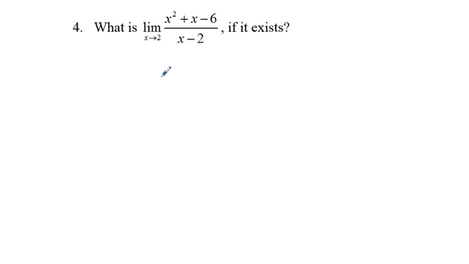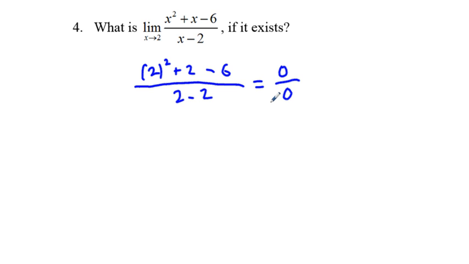Problem 4, what is the limit as x approaches 2 of x squared plus x minus 6 over x minus 2 if it exists? Well, we're just going to plug in. We're just going to say 2 squared plus 2 minus 6 in the numerator and 2 minus 2 in the denominator. So the numerator, 2 squared is 4, plus 2 is 6, minus 6, we have 0 over 0. As my students know, that means more work is needed.